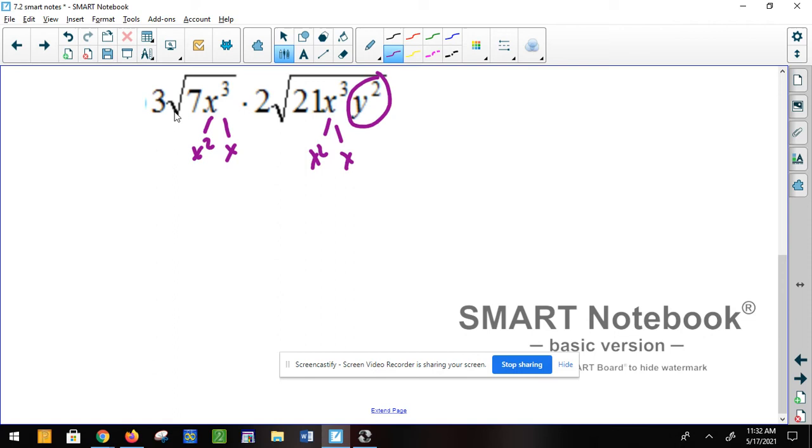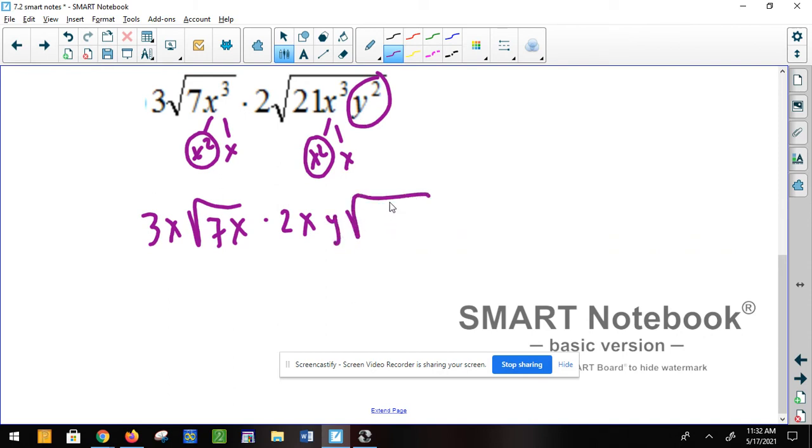So now when I simplify on the left side here, 3 is already out there. Square root of x squared is x. And then what's left over is square root of 7x. Then over here, you've got 2. Square root of x squared is x. Square root of y squared is y. And then what's left over is 21x.